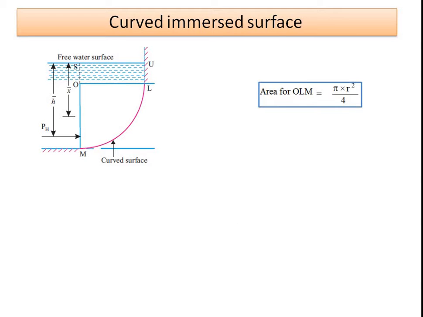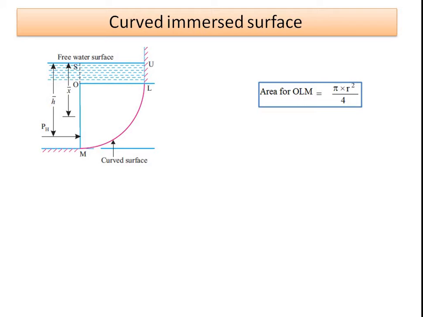Now consider this quarter circular curved surface immersed up to some distance S. Let SO be the depth of immersion, OM be the vertical plane, and OL be the horizontal plane. Let X bar be the center of gravity of the surface and H bar be the center of pressure, where the pressure is actually acting on the body.